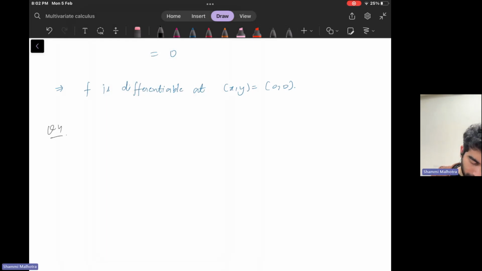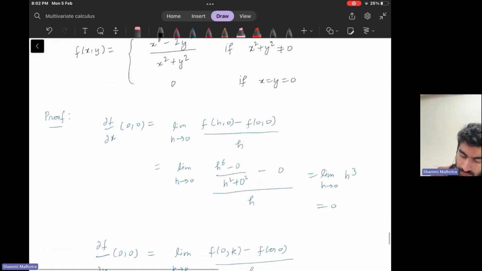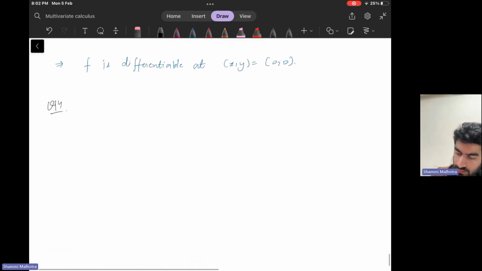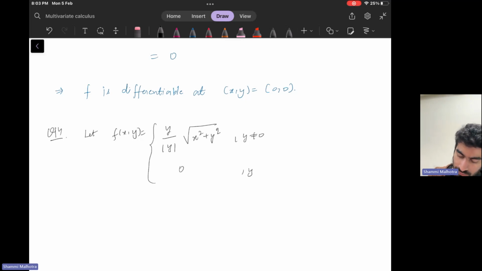Question number 14. It's 14, right? Yes. So question number 14. Let f(x,y) be given as y divided by mod y, times square root of x square plus y square, when y is non-zero. Otherwise, my function I'm defining to be 0.